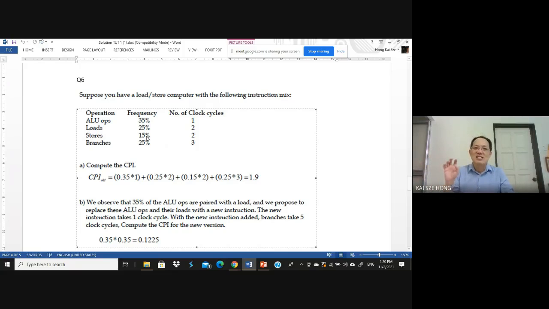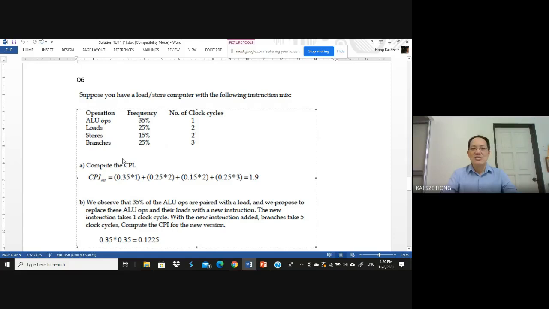And the last one will be branches. It takes up the most clock cycles, which is 3 clock cycles. So the frequency of using the branch instruction is actually 25%. So in total how many? 35, 25, 60, 15, 25, 100, right? So the total is 100%. So the whole program only uses these 4 types of operations. Now compute the CPI.